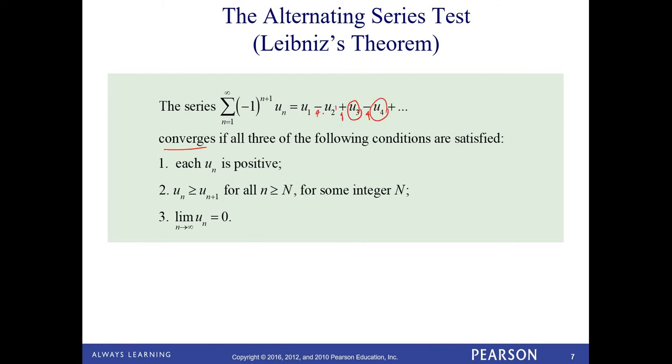As long as each of these is positive, and u sub n is greater than u sub n plus 1, in other words, the terms are getting smaller, and if the limit as n approaches infinity of the nth term approaches 0, then it converges. So this is like taking the nth term test to the next level. If the nth term approaches 0, remember that was not conclusive for all functions, but if each term is also getting smaller, and if they are flip-flopping, plus, minus, then we can say that it converges.